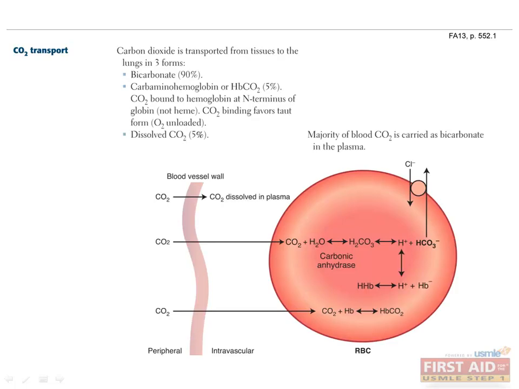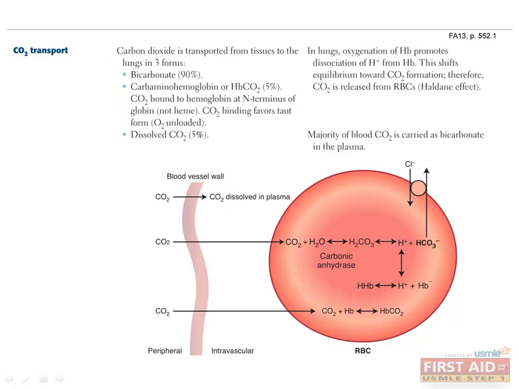Carbon dioxide is transferred from the tissues to the lungs in three forms. The majority of the carbon dioxide enters the red blood cell and is converted to carbonic acid by carbonic anhydrase. The hydrogen ion dissociates and you're left with bicarbonate. The remainder is either bound to hemoglobin as carbaminohemoglobin or dissolved CO2.